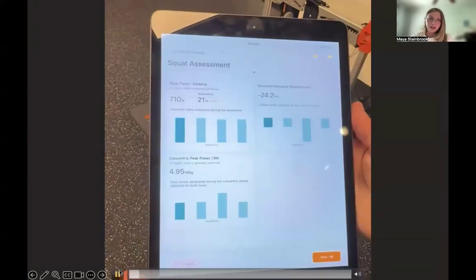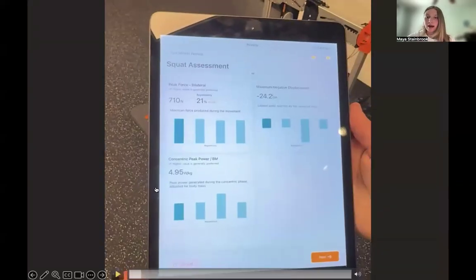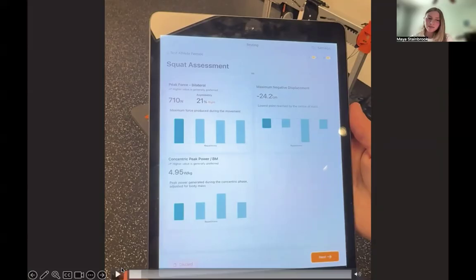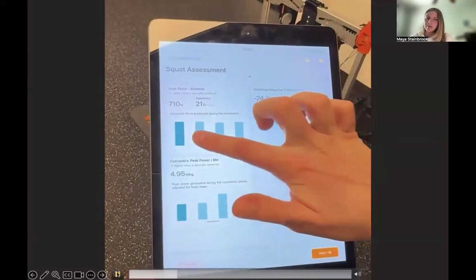So this was my first rep, and we can see that the force dropped as the reps progressed. But this first one, I'm at 710 newtons with 21% asymmetry. So I'm really favoring that right side. And then you can see that my negative displacement was only 24.2 centimeters. So that's how low my squat was. And then concentric peak power is just going to be how much I generated.